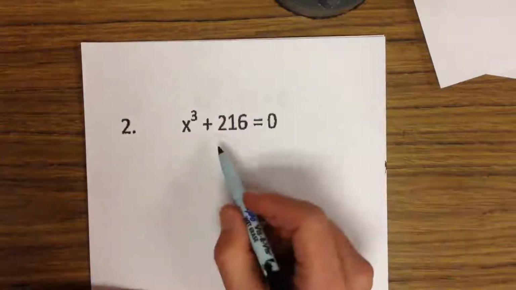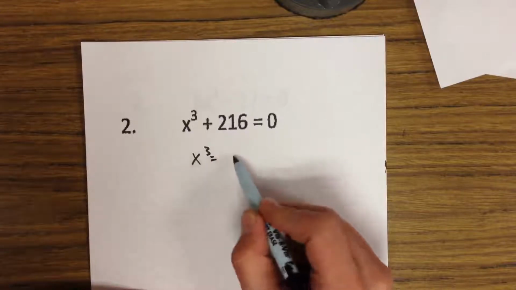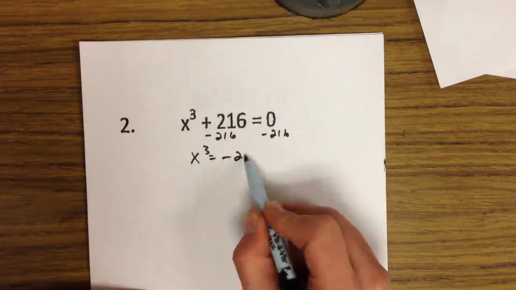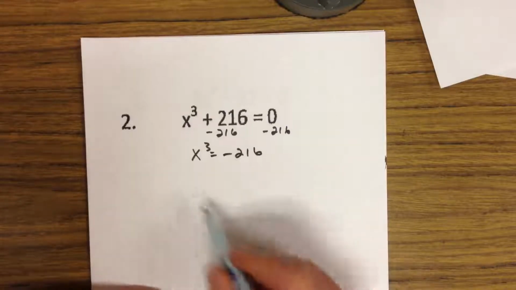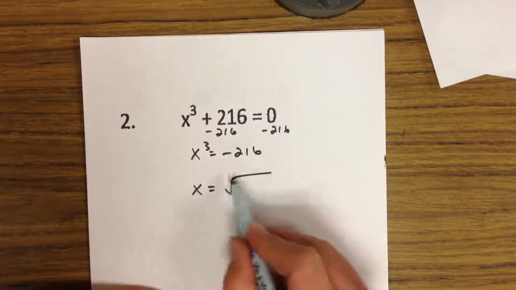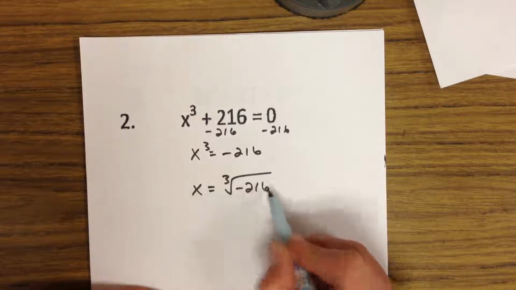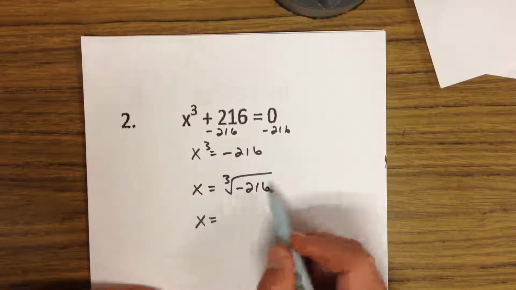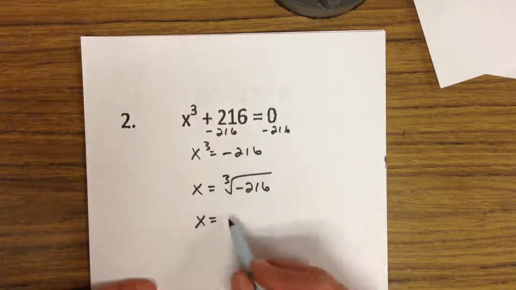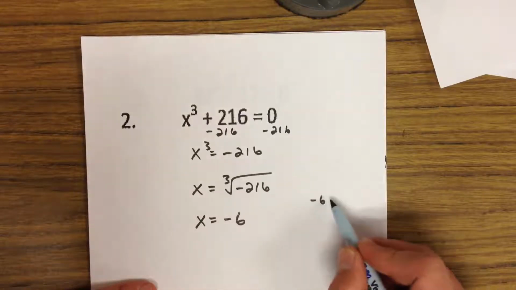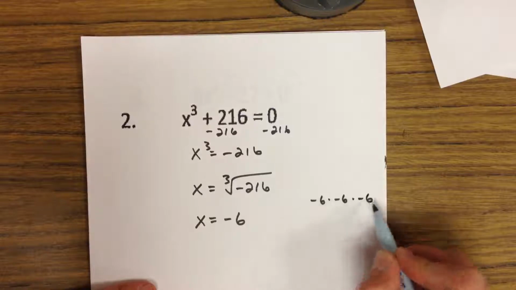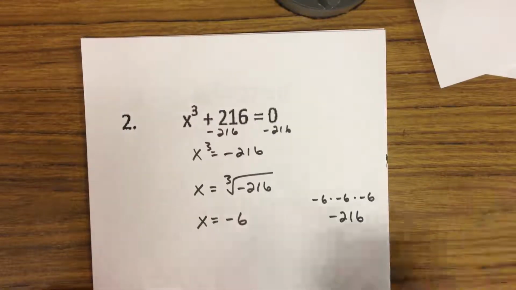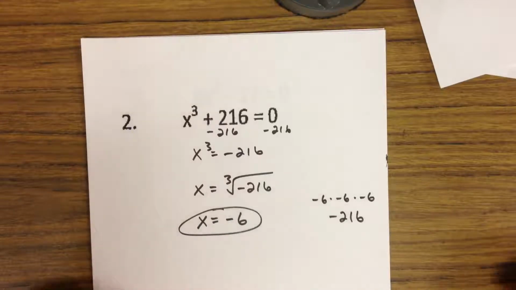Same thing. This one, you just have to subtract 216 from both sides. So now I have negative 216. And I got to take the cube root of both sides to get rid of that. All right, and x equals, you can have negative cube roots because -6 times -6 times -6 is -216. That's my answer.